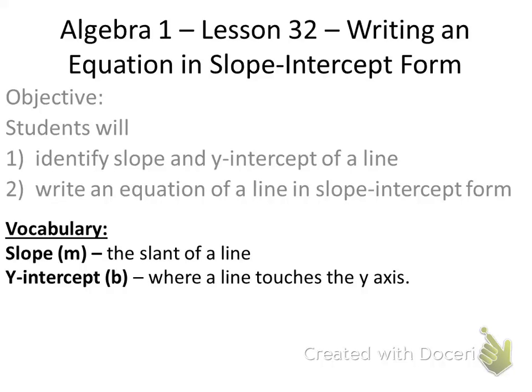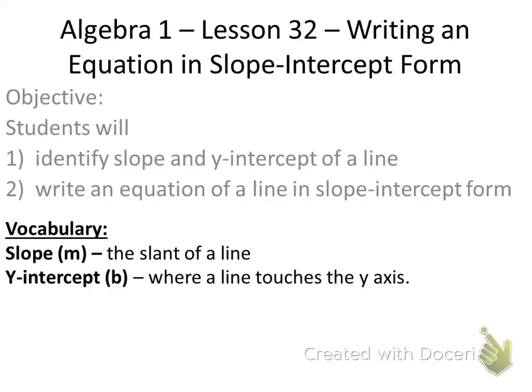Algebra 1, Lesson 32, Writing an Equation in Slope-Intercept Form. The objective for this lesson is students will identify slope and the y-intercept of a line. We'll do that, and we're also going to be able to write an equation of a line in slope-intercept form. It's really easy. You just look at it. I'll teach you a couple of concepts. We talked about slope yesterday, and we'll be able to write the equation of a line.